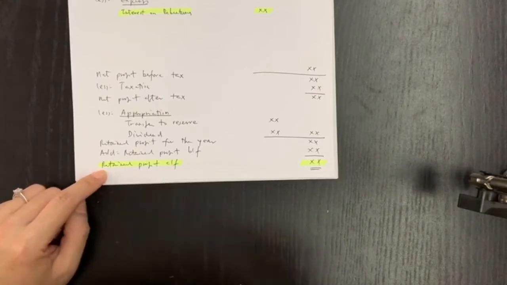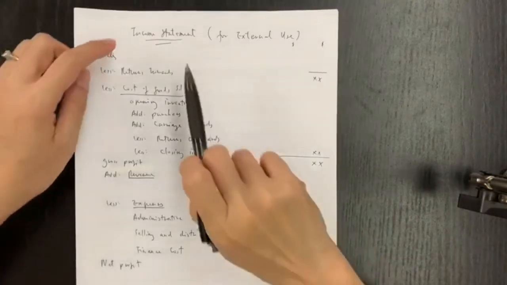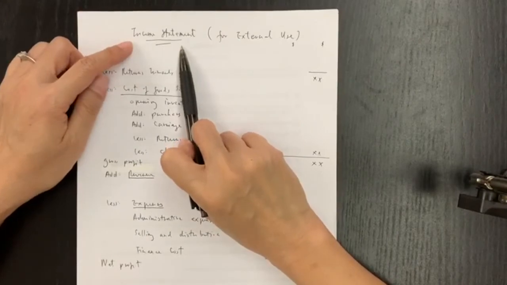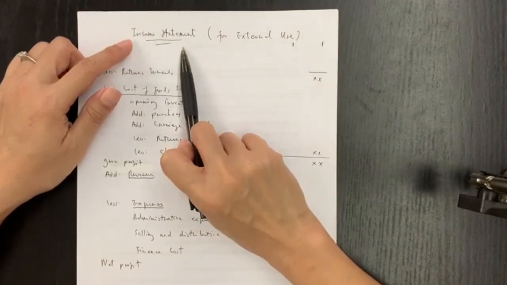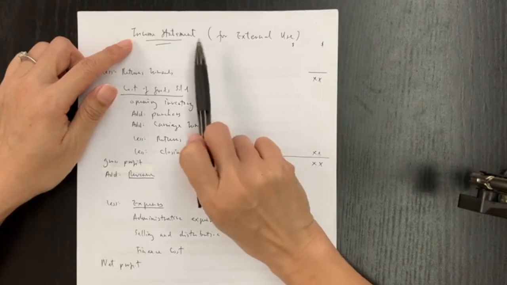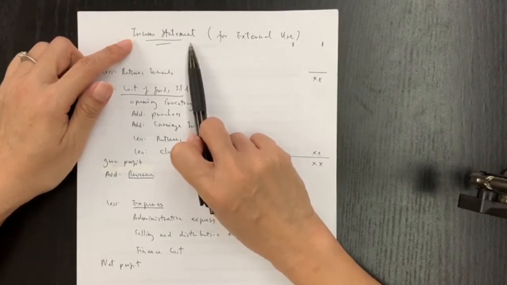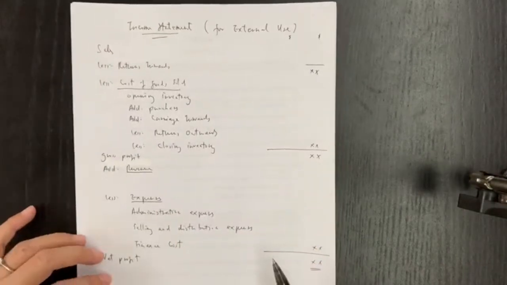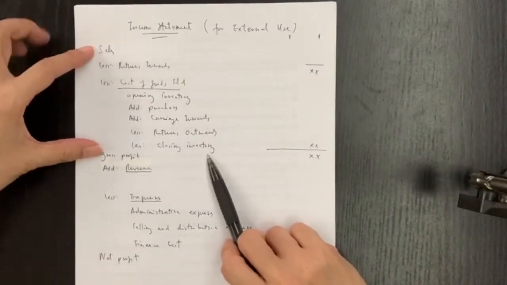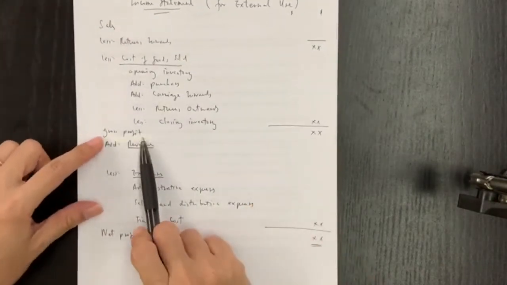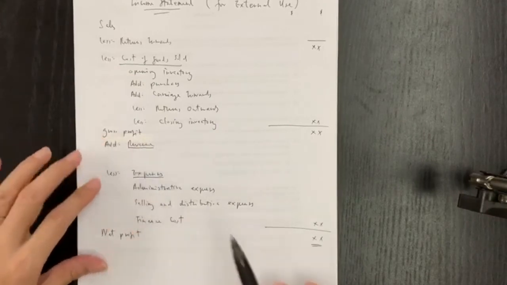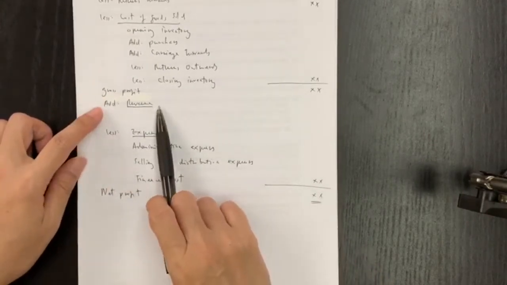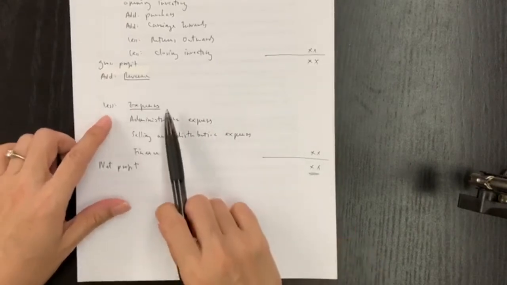Okay, so after the income statement for internal use, now we have the income statement for external use, because all public limited companies have to disclose their financial statements to the public. So here is the format. The first part is the trading account, which is the same. We get gross profit from the trading account, and after that, we add revenue, and then we have expenses.